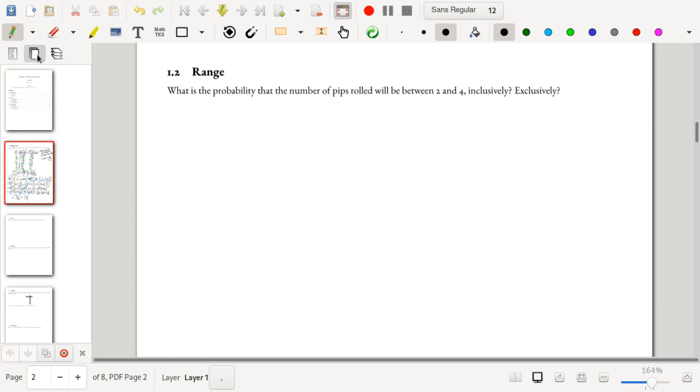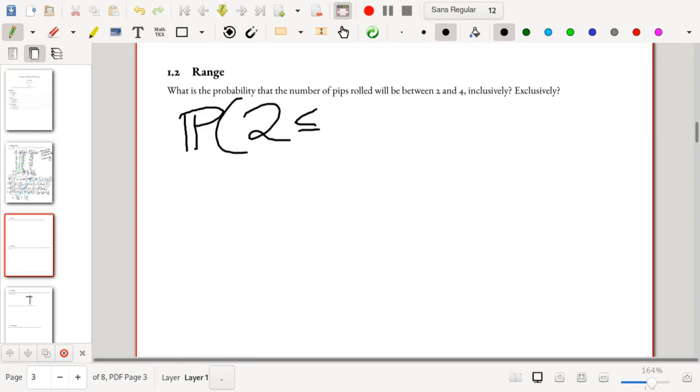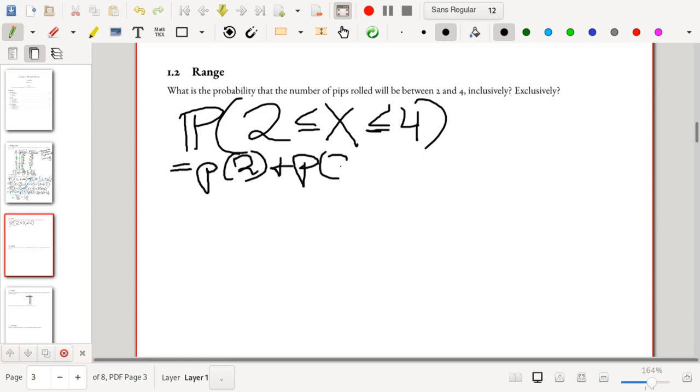As in, I'm including 2 and 4. So I want to compute the probability that 2 is less than or equal to x, which is less than or equal to 4. We have a couple ways to do this, and one involves the probability mass function, where we could say that this is equal to p of 2 plus p of 3 plus p of 4. That's one way to do it. And that's going to be 1/6 plus 1/6 plus 1/6, which is equal to 3 over 6.